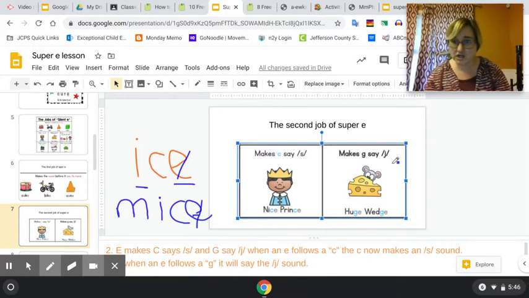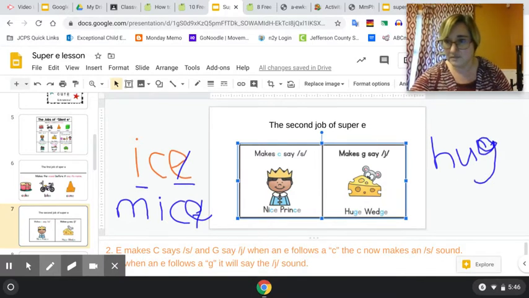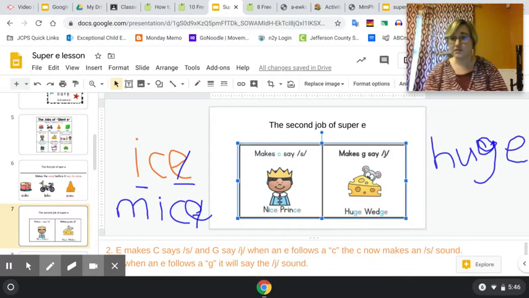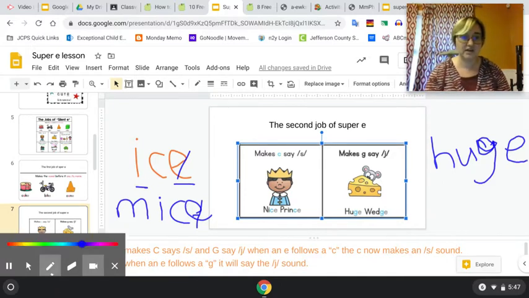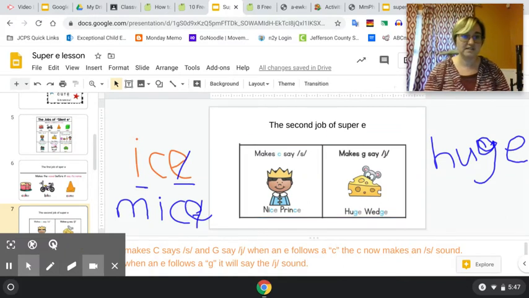And the same thing goes over here. The G in words with a super E changes to a J sound. So we have huge, wedge. So instead of hug, the U is long, and the G sound is now a J sound. So it's huge. It's a little bit different. That E changes some things, doesn't it? That E is very powerful. It has lots of jobs.